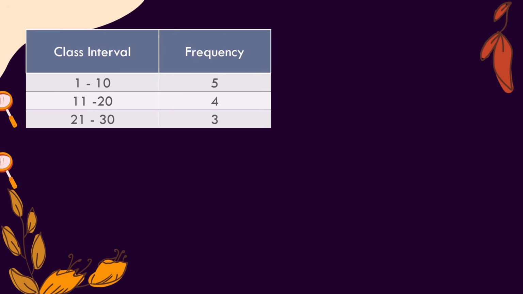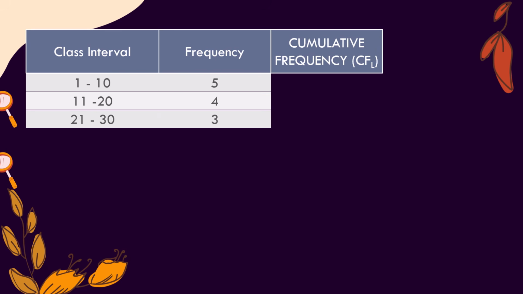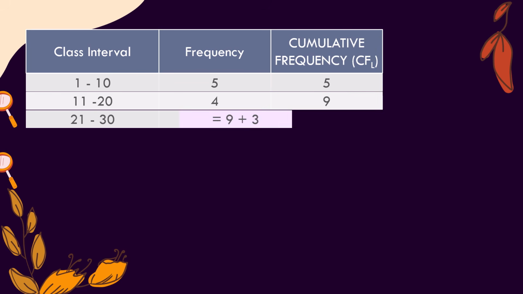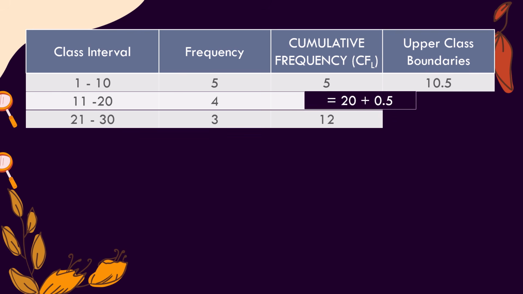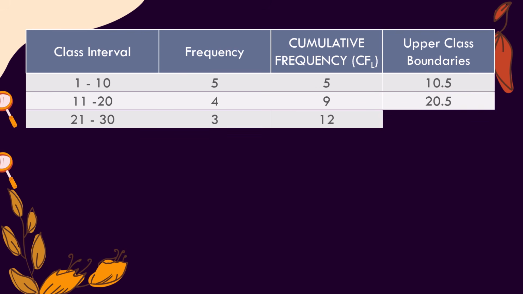So we have the given frequency, that is 5, 4, 3. The cumulative frequency: first, copy 5. 5 plus 4, 9. 9 plus 3, that is 12. So let us find out the upper class boundaries. So this is the upper limit, 10, 20, and 30. So 10.5, 20.5, and then 30.5. So that could be the upper class boundaries.